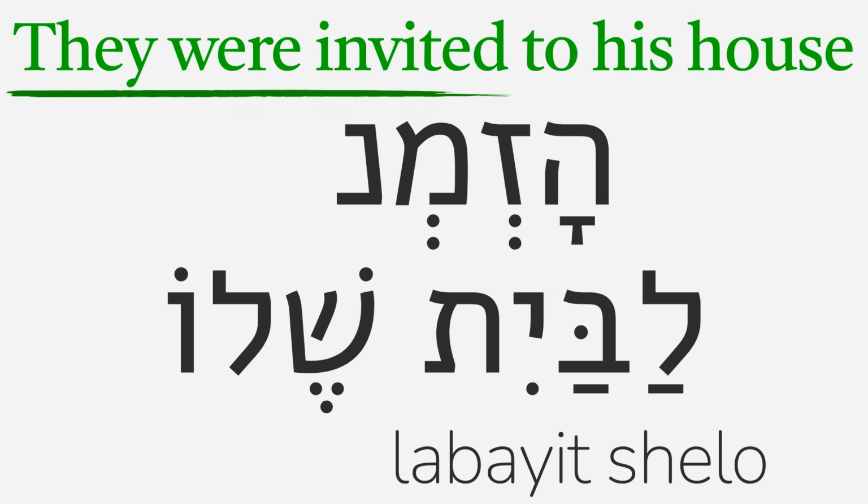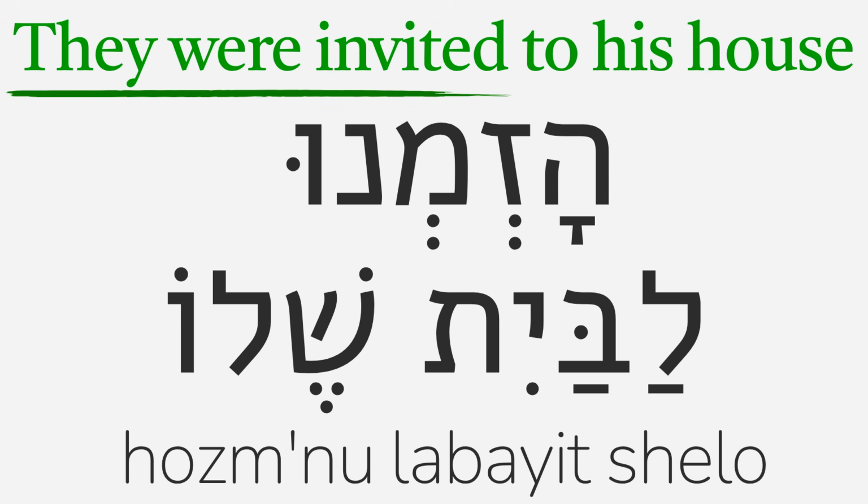The verb they were invited is hozmenu, with a u ending. Hozmenu labayit shelo. They were invited to his house. None of the other forms of the Hufal past tense change any vowels of the hu form hozman, he was invited.